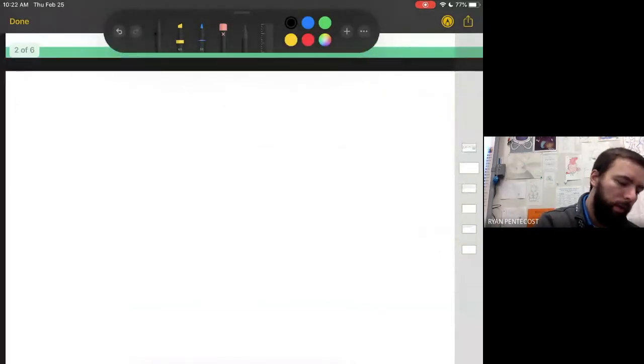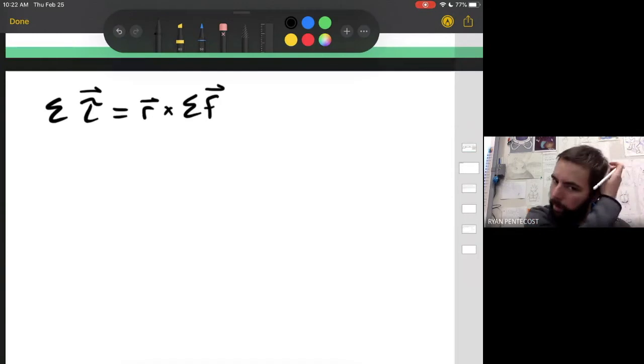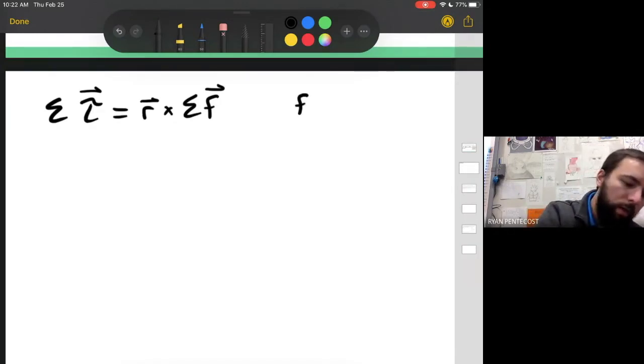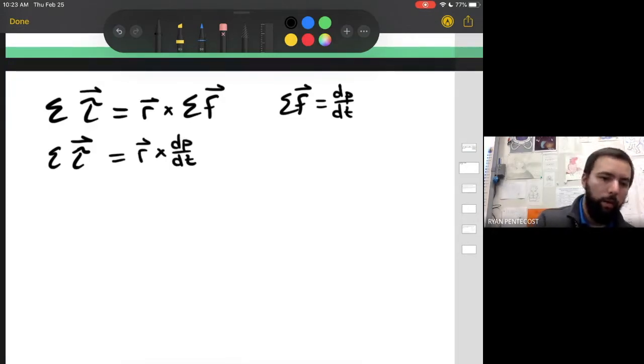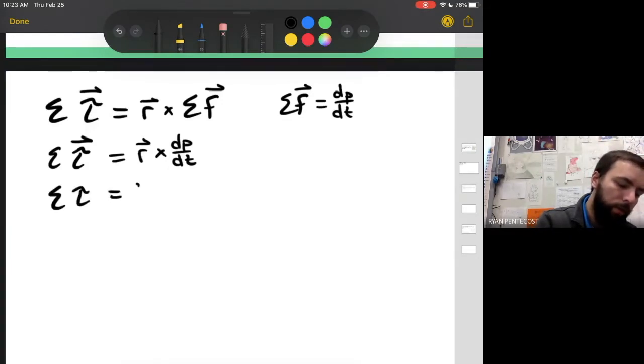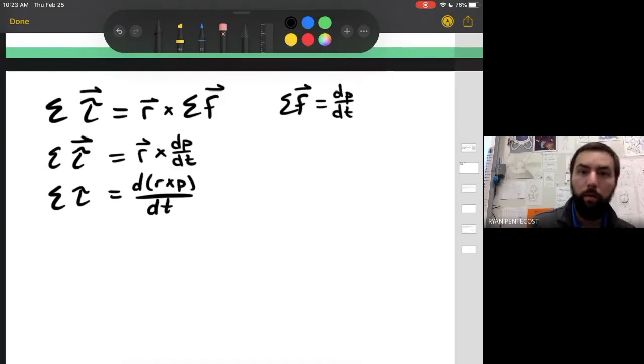We have the summation of torque equals radius cross with the summation of force. Now we can say that the summation of force can equal dp/dt, like we just established. So we have the summation of torque equals r cross with dp over dt. Now we can actually distribute that, so we can say that the derivative of r cross p divided by dt is the summation of torque.